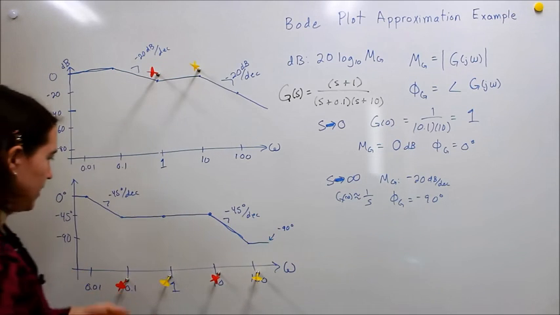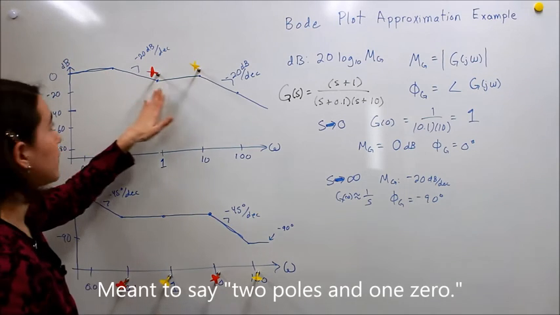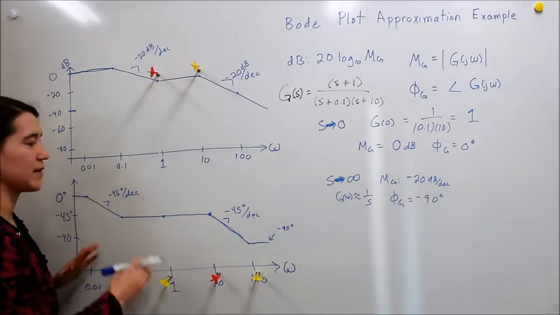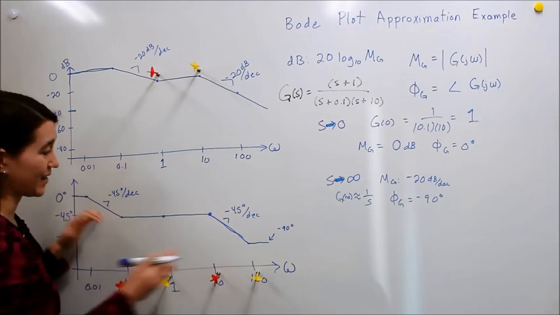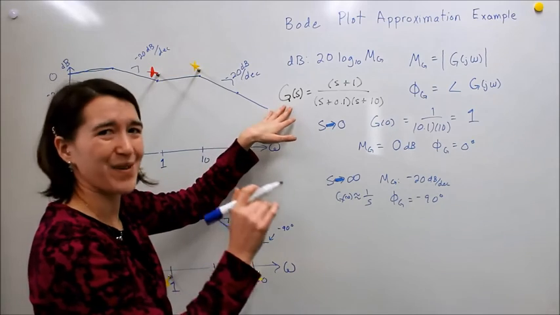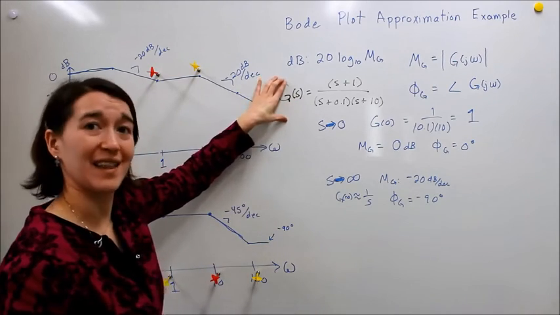Okay, so we looked at the effects of the 2 poles and the 0 on the magnitude of our frequency response, and how it influences approximately the phase. Okay, so that's how we would approximate the frequency response for a function like this.